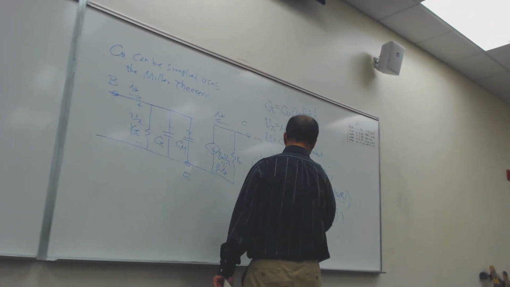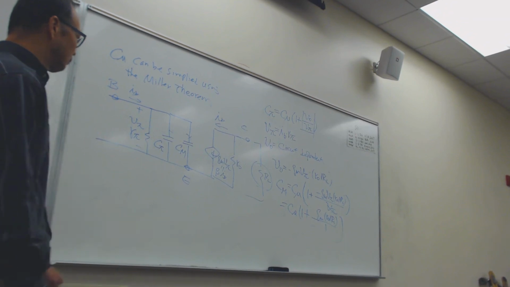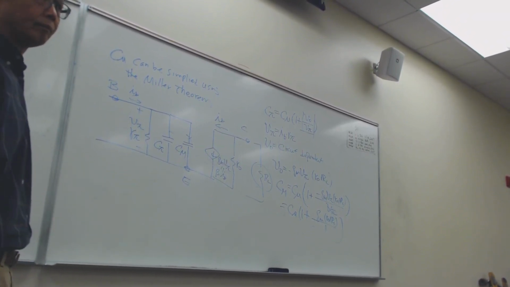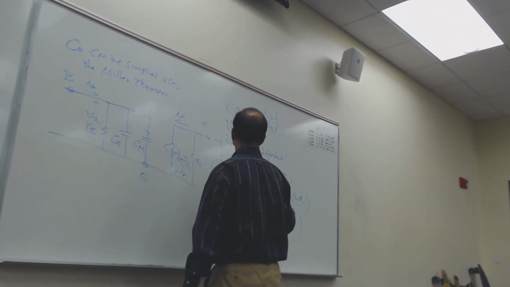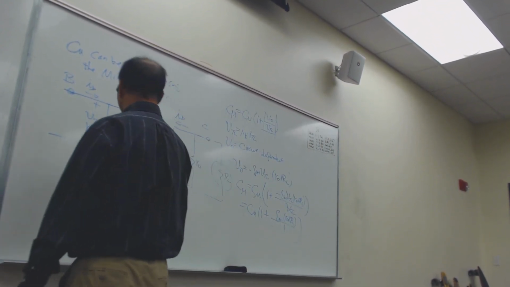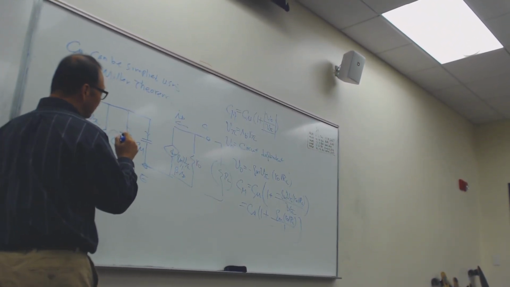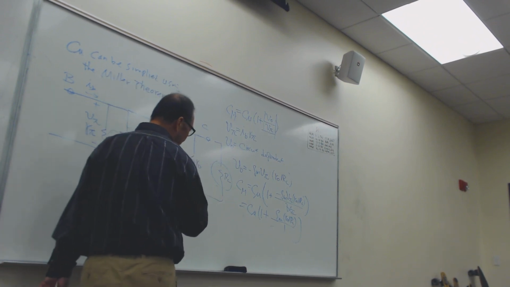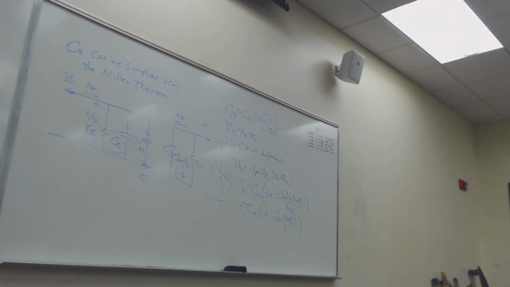What is this? That's C sub pi, right? And this is C sub mu. Again, as I said, C sub pi and C sub mu will be given, but C sub mu needs to be calculated from this equation. So as I said, I will do an example next time.